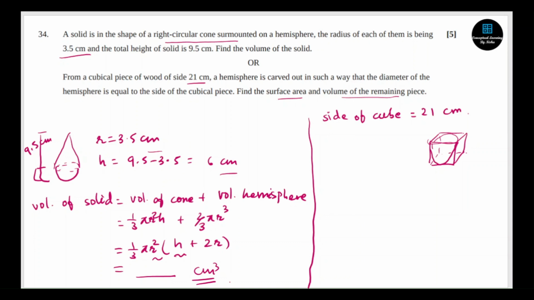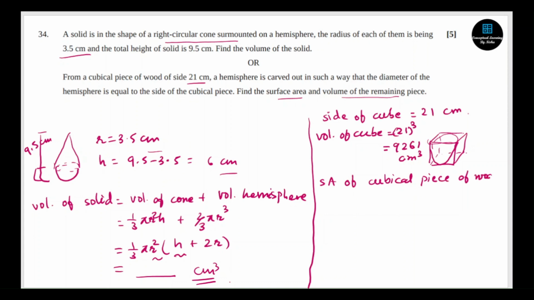So first of all, I can easily find the volume of cube, which is 21 cube, right? So you will get 9261 centimeter cube. Alright. Now, see, the total surface area of the cubical piece of wood is what? Surface area of cubical piece of wood.